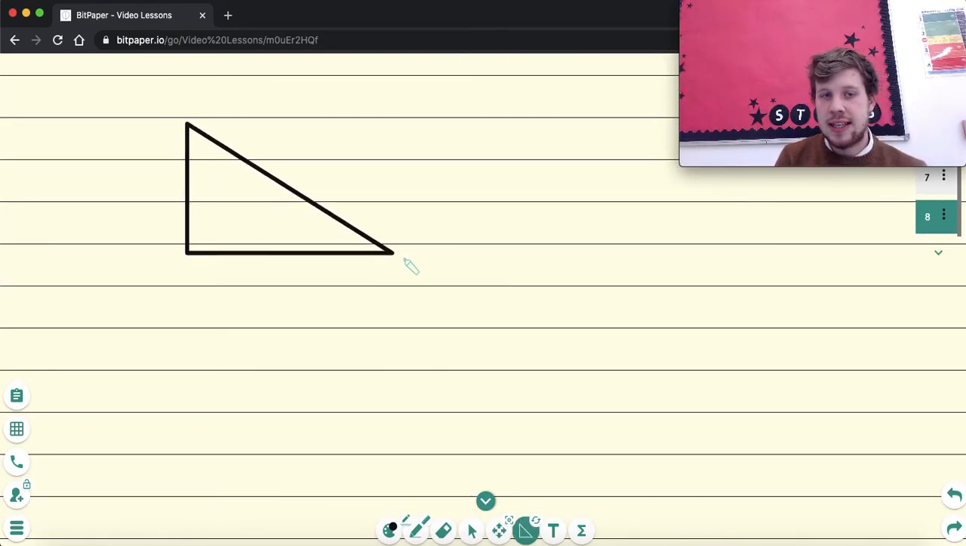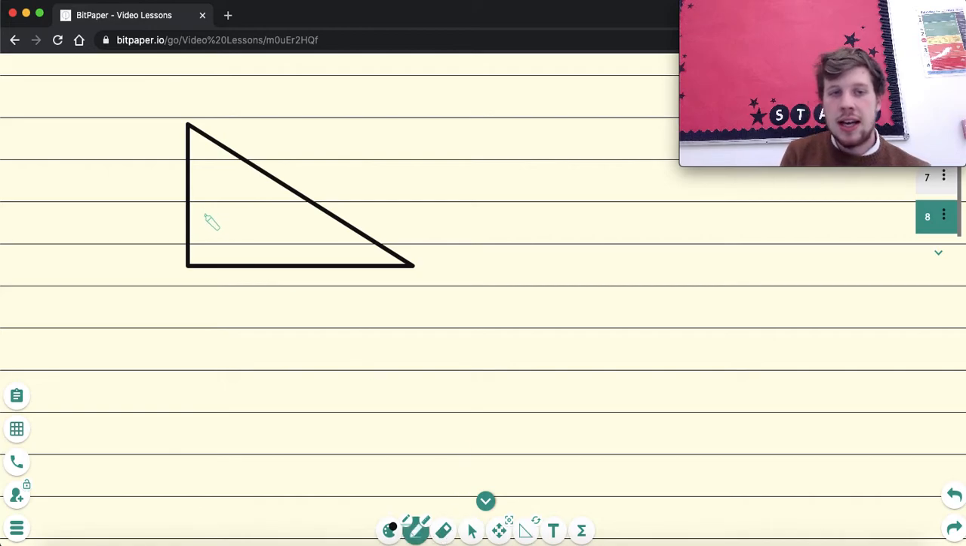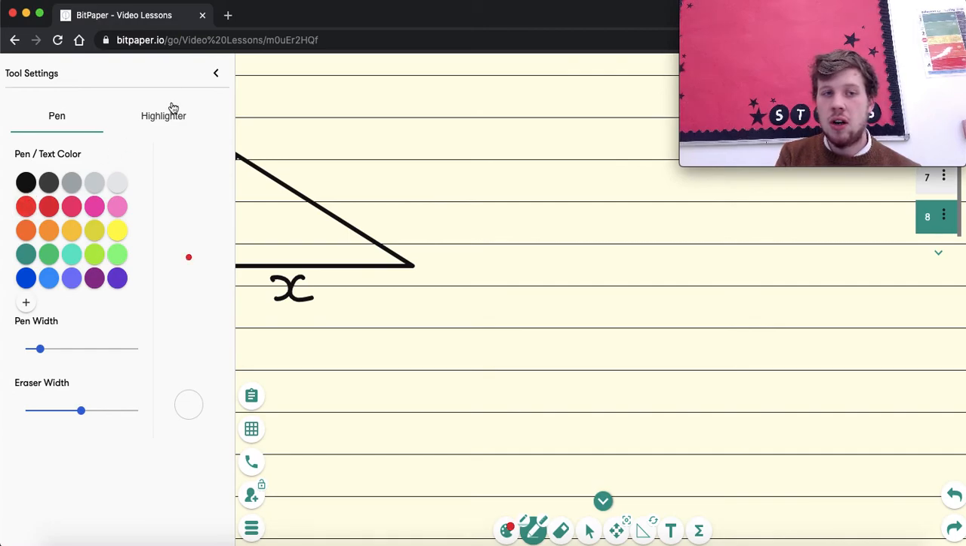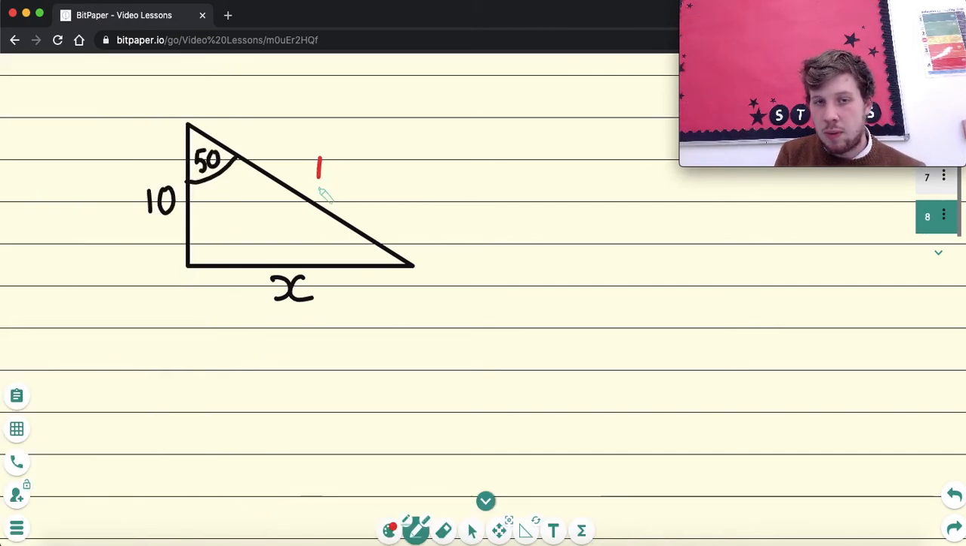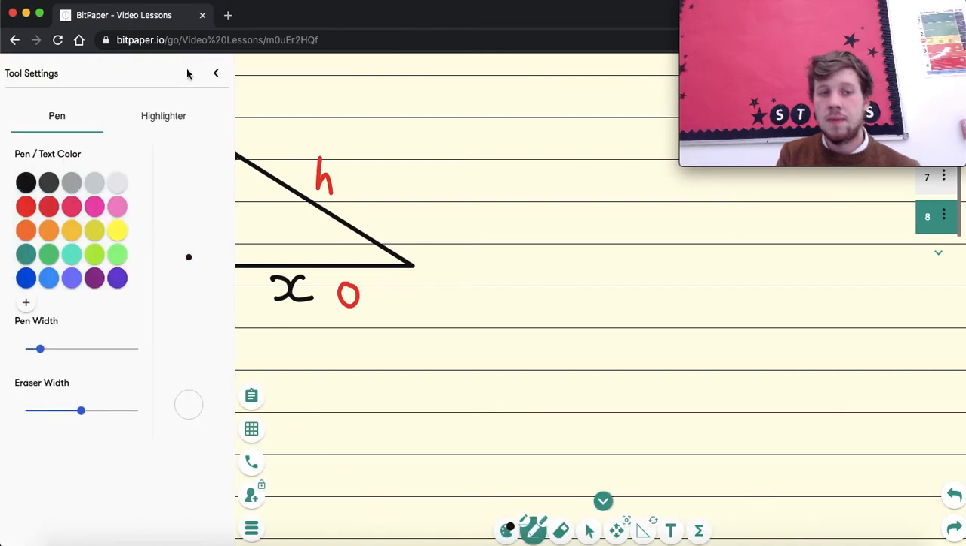Again, it's going to be a right angle triangle because that's all we're looking at the moment. And let's say I have an angle here of 50 degrees, and let's say I've got a side length of 10 and a side length of x. I'm going to do the same thing now. I always start off with labeling my sides, and I start off with my hypotenuse, then my opposite, and then my adjacent.